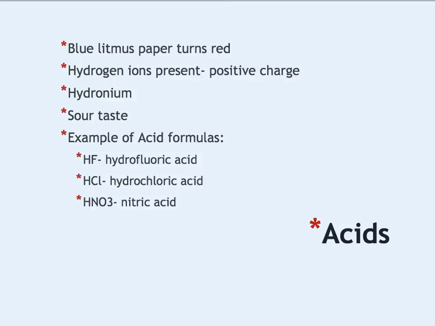So if we're looking at acids, now moving on to a different part of chemistry, some of the main characteristics that you want to know are that blue litmus paper turns red in the presence of an acid. So remember working with those. Blue to red means it's an acid. But then remember too, hydrogen ions are present, and those have a positive charge.